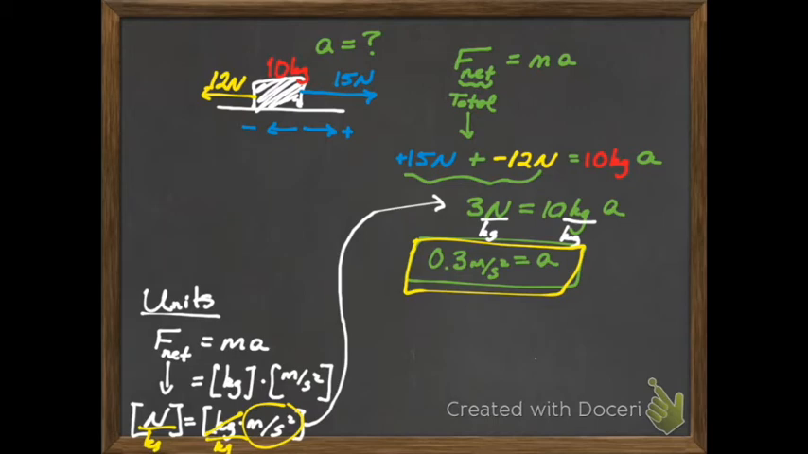Now instead of saying 15 newtons and 12 newtons, we could have given those names like tension or friction and gravity and normal force. I mean, we could have given them names, but it doesn't change how we solve the problem.